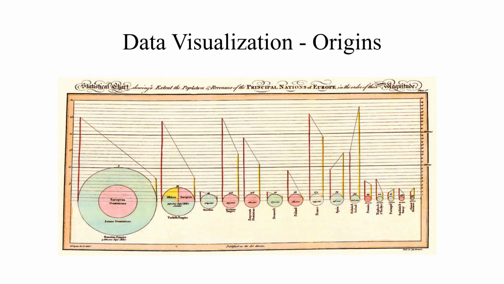William Playfair of Scotland is credited with the first data visualization in the 18th century. He's the first person to utilize the bar chart, pie chart, line chart, and area chart. This chart is an example of one of his early charts, and it shows European revenues by nation and order of magnitude.